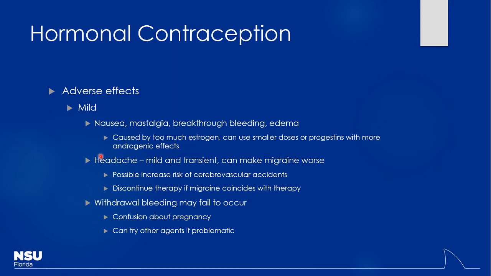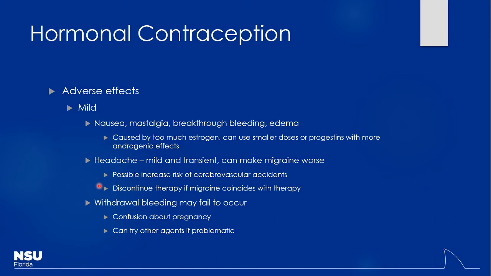Headaches, again, as I mentioned, they can make migraines worse for some patients. Again, we do worry about the risk for CVAs, mainly because of the thromboembolic complications there. So that's one thing to consider. And typically, if you see a correlation between migraines starting up in addition to starting the medication, that may be a pretty good sign that it's not going to be good for that particular patient.